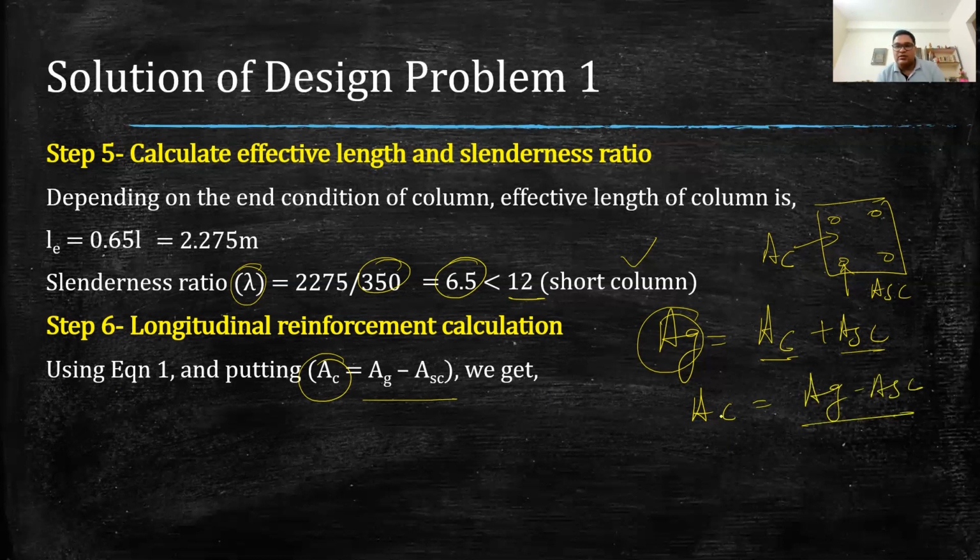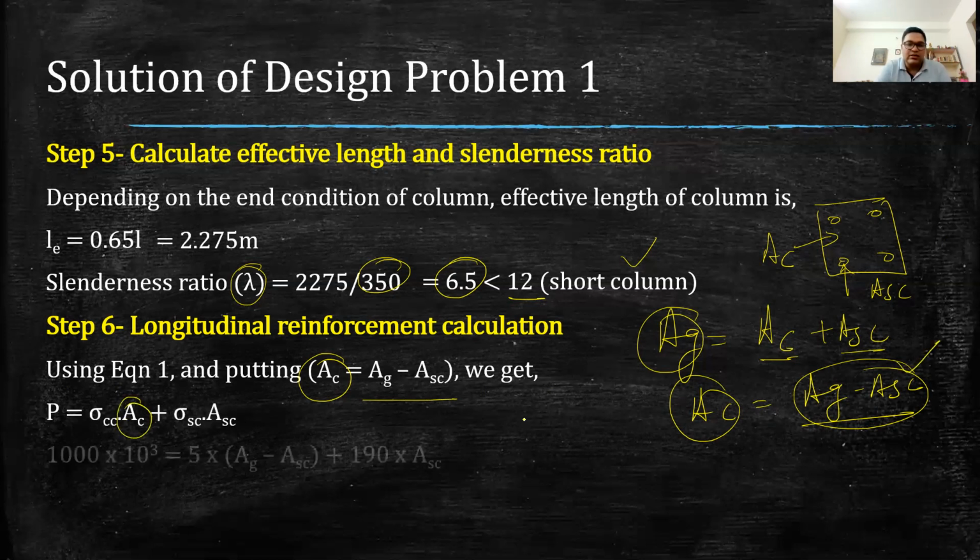So by replacing Ac with this value in equation 1, in place of Ac we will put this value. In that case, the unknown value will be Asc only, because this Ag is already calculated. This Ag will be the actual area of column that we have adopted. So we have adopted the dimension of column as 350 by 350.